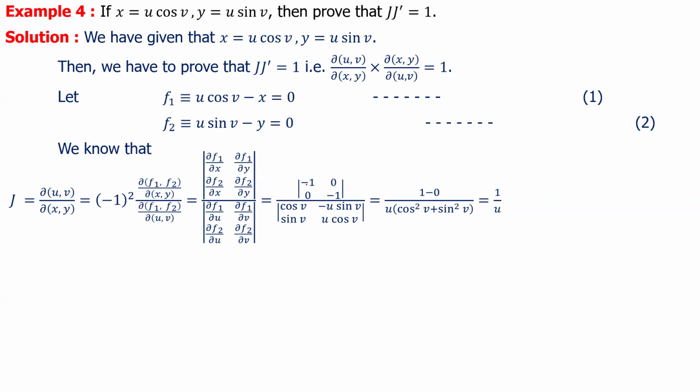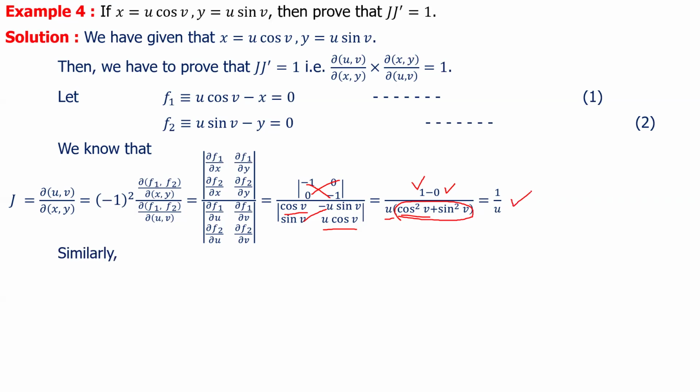Let us simplify it. Minus 1 into minus 1 is 1, minus 0 into 0 is 0. And similarly, it is cos v into u cos v, which is u times cos square v. Minus of minus will become plus. U we have taken already outside, sin square v. So we know that cos square v plus sin square v is equal to 1. So the answer is 1 upon u.